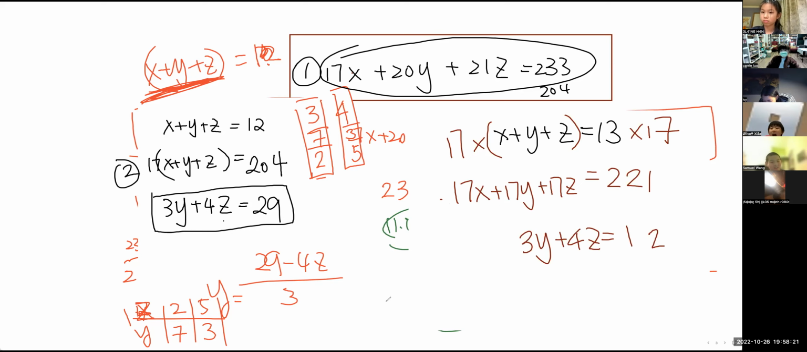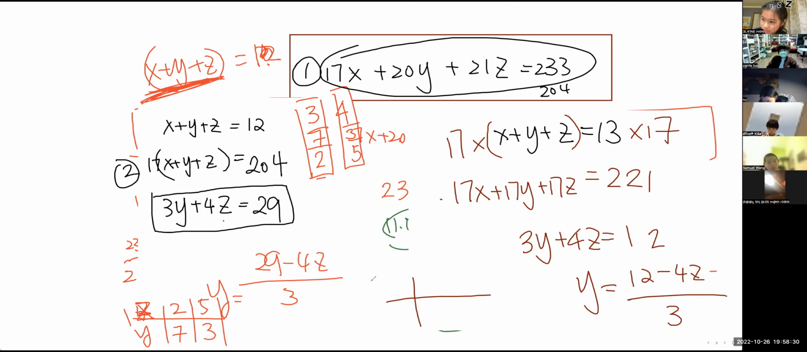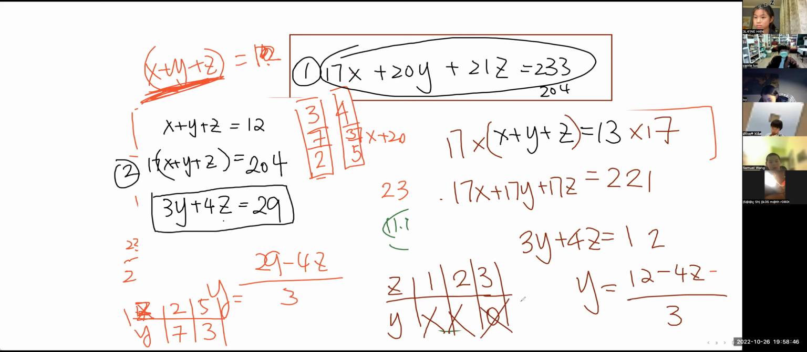The teacher is so silly today, I'm telling you. Okay, so this question is y equals 12 minus 4z divided by 3. So when z equals 1, y equals nothing. When z equals 2, y equals nothing. When z equals 3, y equals 0. Okay, so the question requires positive integers, so 0 is not an eligible answer. So that's why they cannot use it. Get it, everybody?